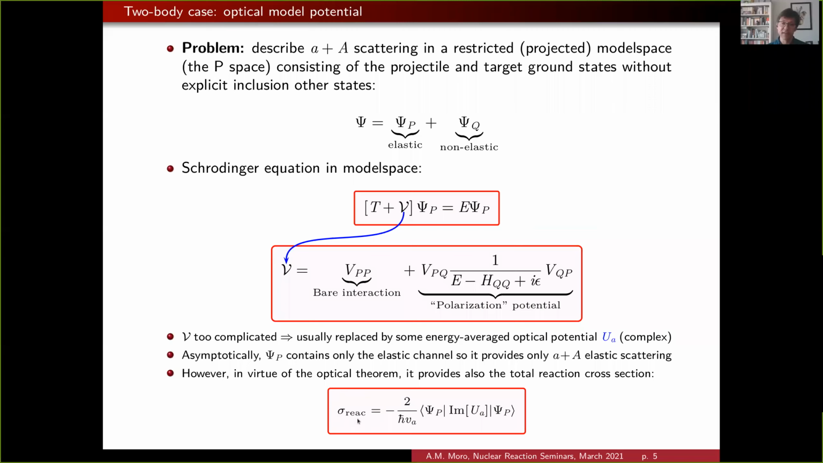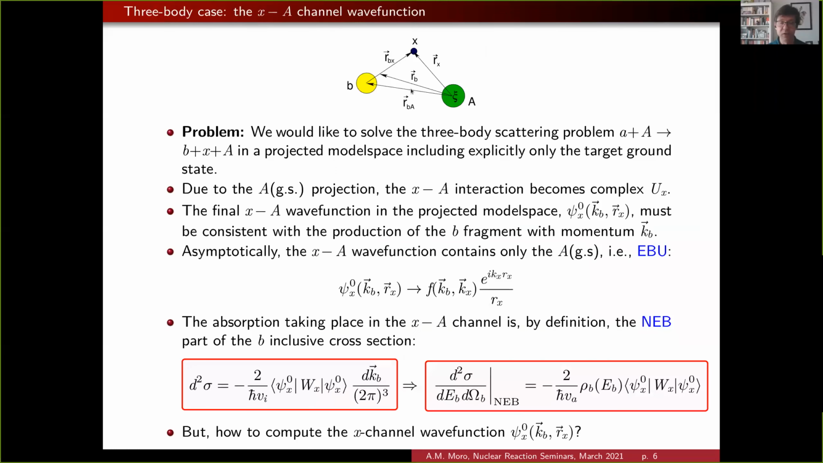So if we are interested in the integrated sum of all non-elastic channels, it doesn't make any sense trying to put one by one all the states, because we have this closed form formula. So now for the three-body case, we can do something similar. So we have a three-body problem. So we have a scattering problem, A plus A, leading to B, X, and A. And we want to do exactly the same.